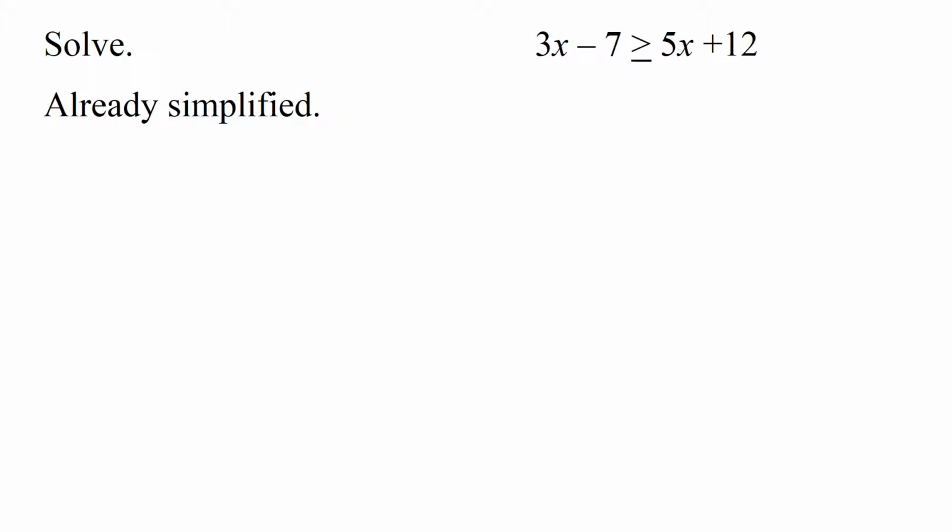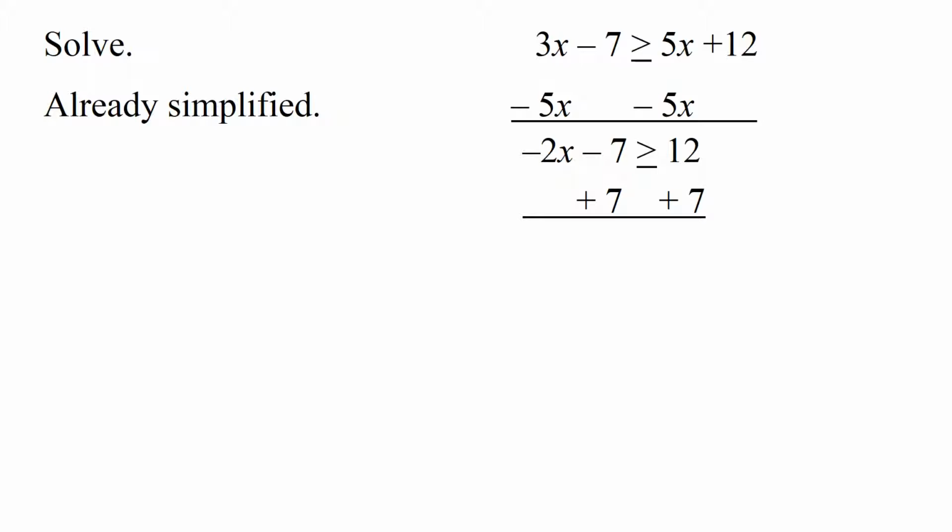So what I'm going to do is get rid of that 5x term. Since it's a positive 5x, I'm going to subtract 5x from both sides of the equation, combine like terms. Negative 2x minus 7 is greater than or equal to 12. And now I'm going to isolate the variable. So again, get rid of the constant, add 7. That'll get rid of that negative 7.